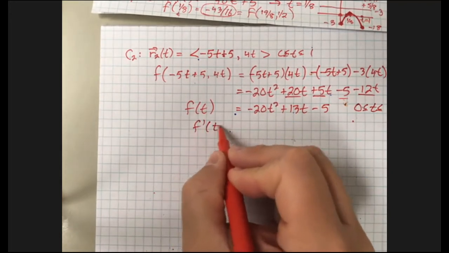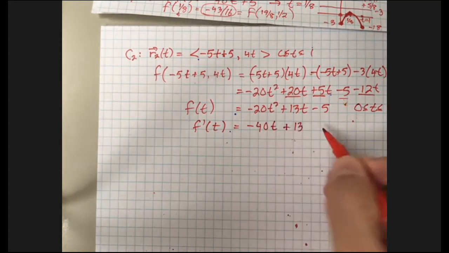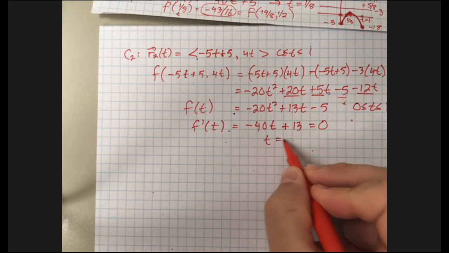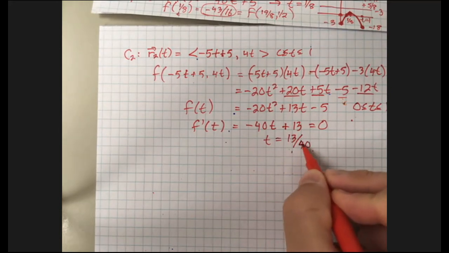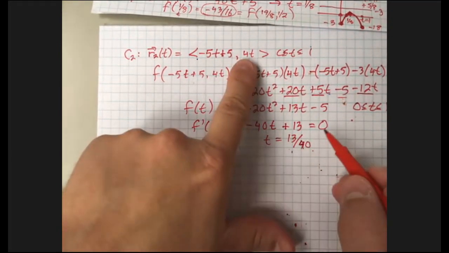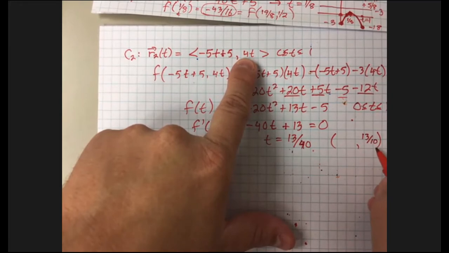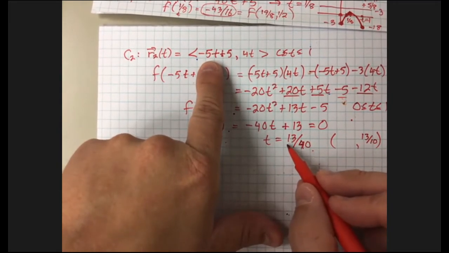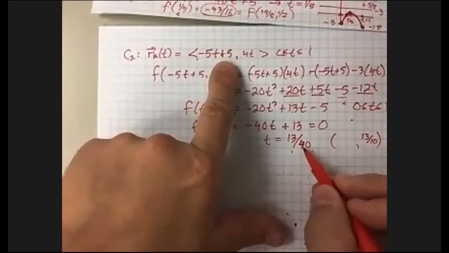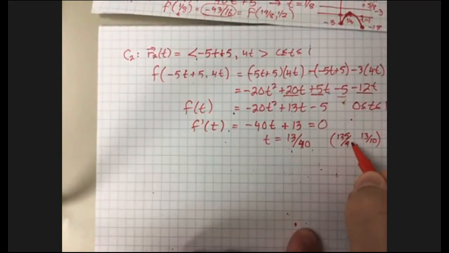This will give me a flat point if I look at minus 40t plus 13. Wow, I'm going to enjoy this even less. This is equal to 0 at t equals 13 over 40. We're going to have to do some confirmation on this with our machine. And that gives me what values for x and y. 4 times that is 13 over 10. And 5 times that, negative 65 over 40 plus 200 over 40 is 135 over 40.